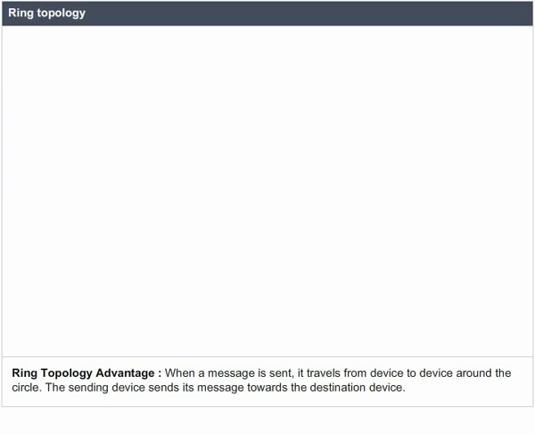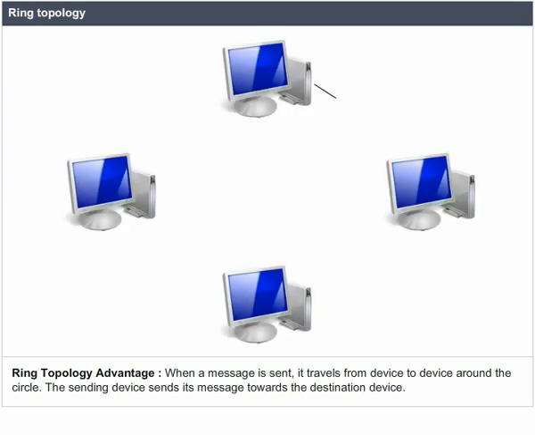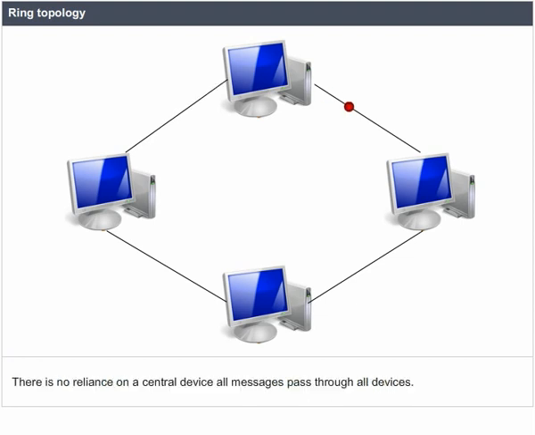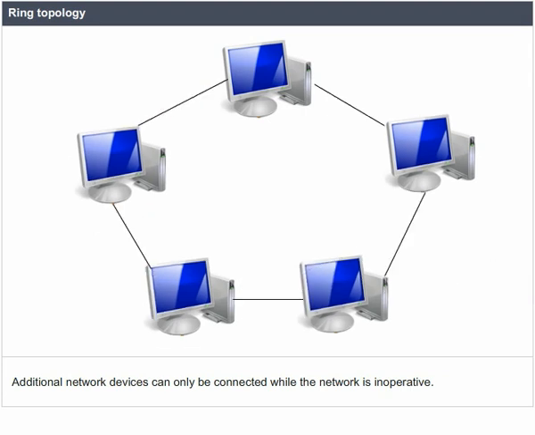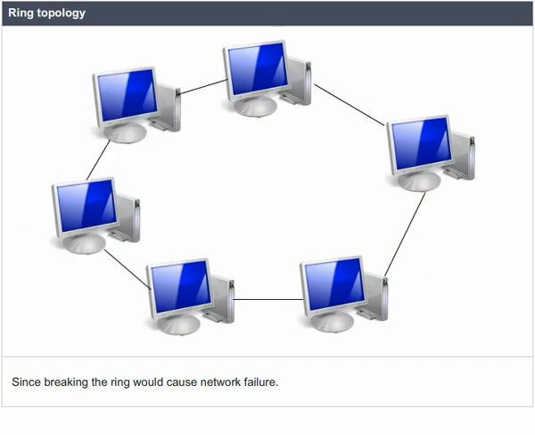Ring topology. When a message is sent, it travels from device to device around the circle. The sending device sends its message towards the destination device. There is no reliance on a central device. All messages pass through all the devices. Disadvantages: additional network devices can only be connected while the network is inoperative, since breaking the ring would cause network failure. If any device fails, the entire network is affected.